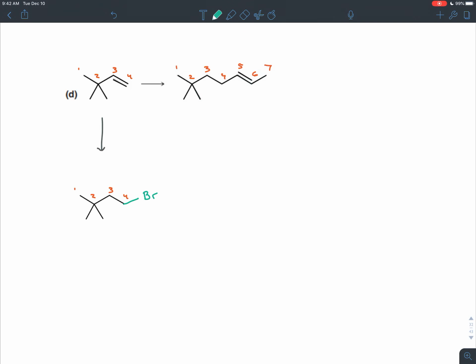Now we can do that. We can add, and notice we added not only a bromine but also a hydrogen here. This has only 1 hydrogen on it. This has 2, so we added a hydrogen. So this is hydrohalogenation, HBr.